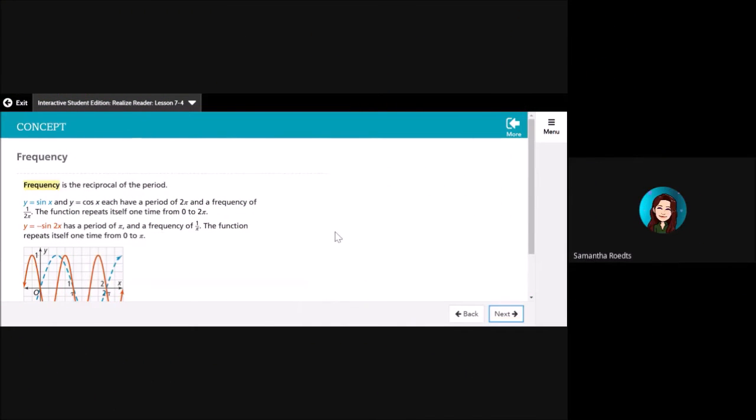All right, concept: frequency. Frequency is the reciprocal of the period. So y equals sine x and y equals cosine x each have a period of 2 pi and a frequency of 1/2 pi. The function repeats itself one time from 0 to 2 pi. Y equals negative sine 2x has a period of pi and a frequency of 1/pi. The function repeats itself one time from 0 to pi. So that's what it's telling me. The frequency is the number of times it repeats itself within that period.